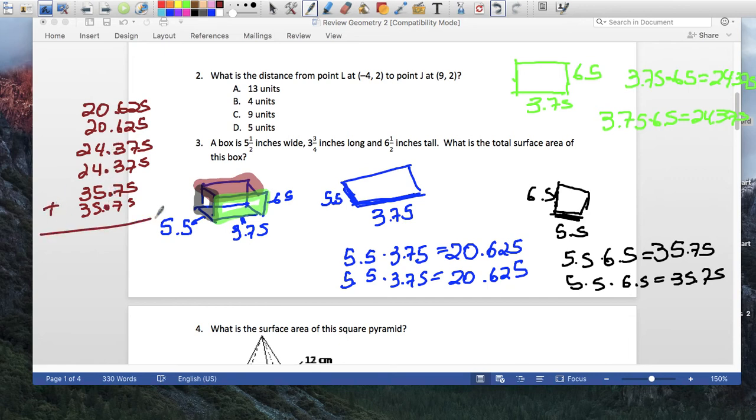Okay, so I'm going to add all these values. So 20.625 plus 20.625 plus 24.375 plus 24.375 plus 35.75 plus 35.75. That's going to give us 161.5. And what's our measurement here? Inches squared.